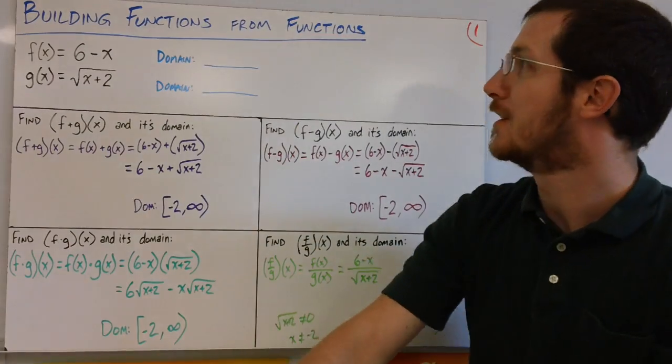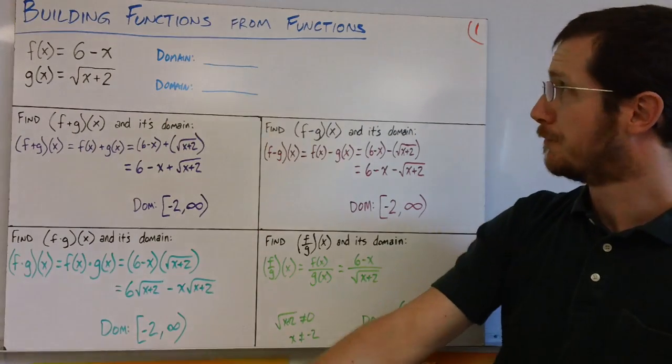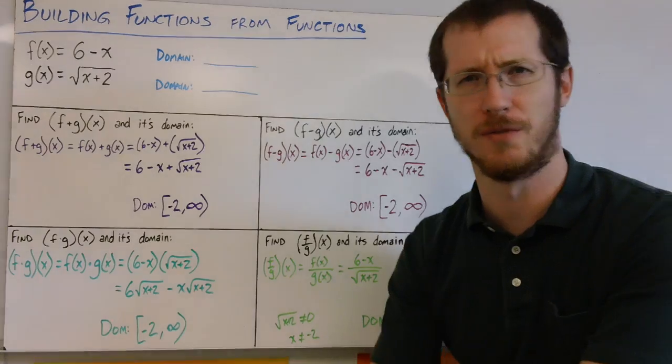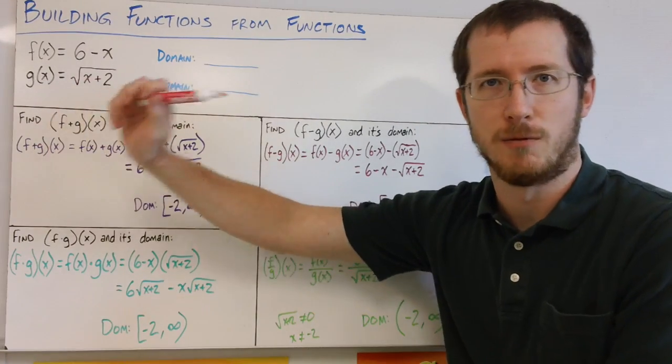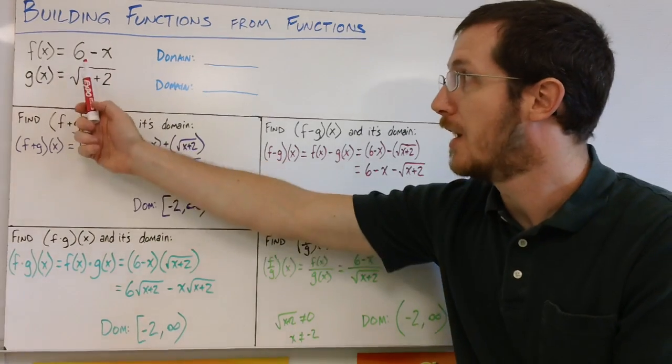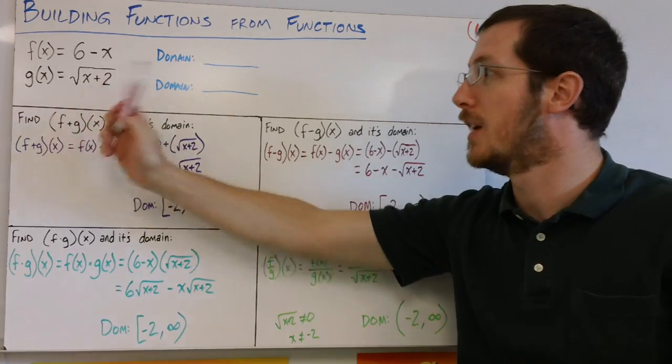All right, so in this lesson, we're going to talk about building functions from functions, or doing operations with functions. So let's start off with two given functions. We've got f of x, we've got g of x. f of x is the function 6 minus x. g of x is the square root of x plus 2.